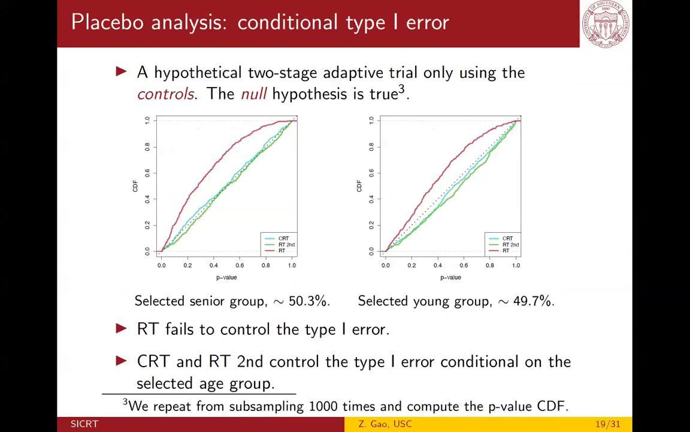The first thing is validity. Here I show the p-value curves comparing the three randomization test methods applied to this hypothetical adaptive trial. If the p-value is valid, then it should stay below the 45 degree line. You can see that the red curve representing the double dipping method is crossing the 45 degree line. So it is invalid. There is type 1 error inflation.